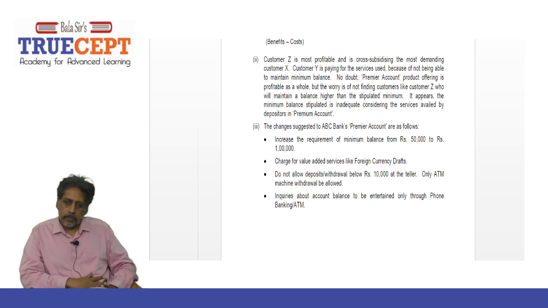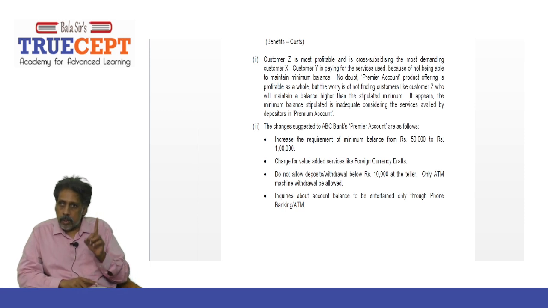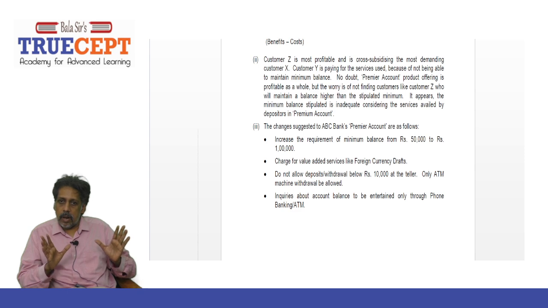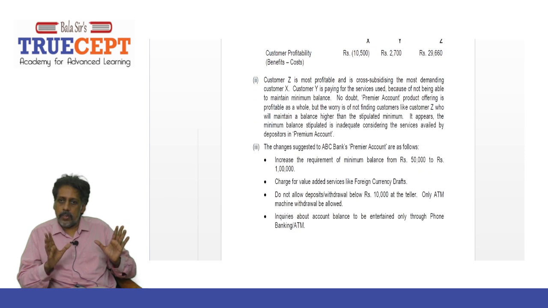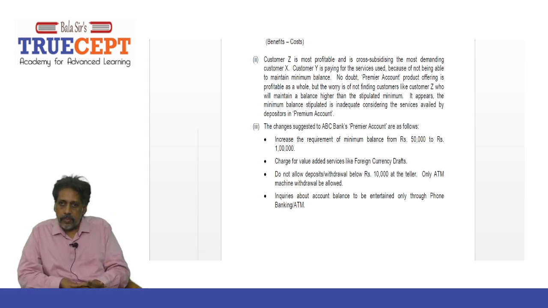Now read. Yes, sir. Customer Z is most profitable and is cross subsidizing the most demanding customer X. Most demanding because a lot of cost is incurred on X. The cost of X is more than the benefit. The benefit is only 1,650. But what is the cost incurred? It is around 12,150 rupees. Just imagine, so much cost incurred. The benefit is only 1,650. Next. So customer Y is paying for the service used because of not being able to maintain the minimum balance. That guy is paying. Okay, next.